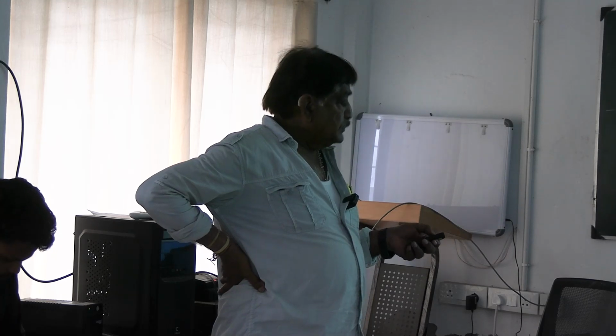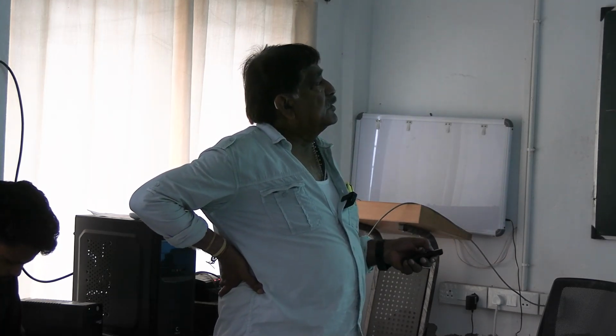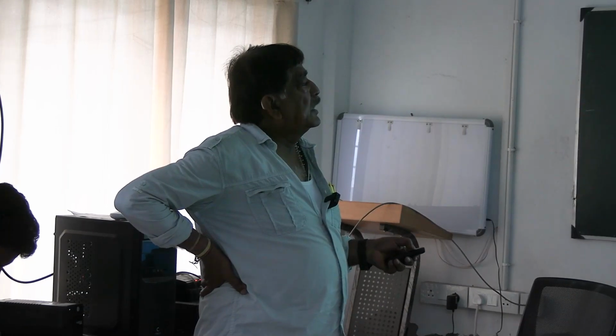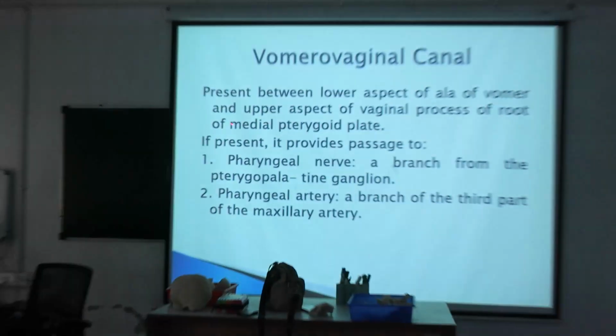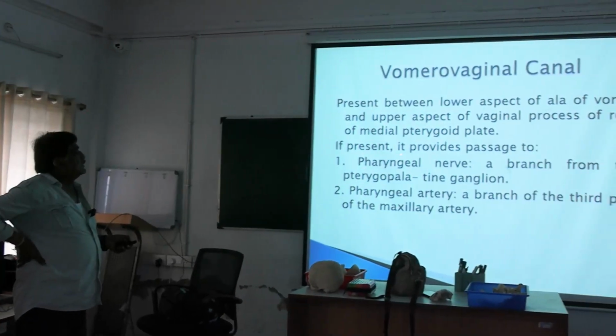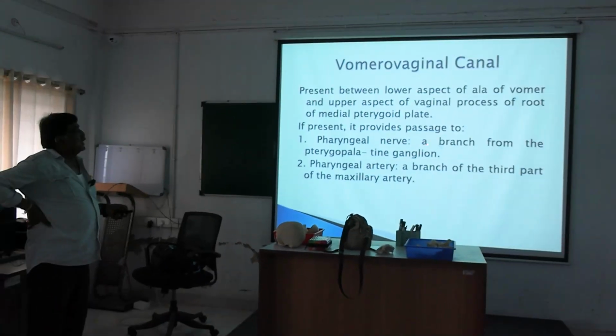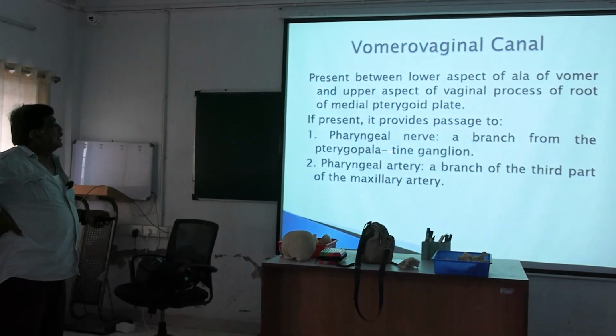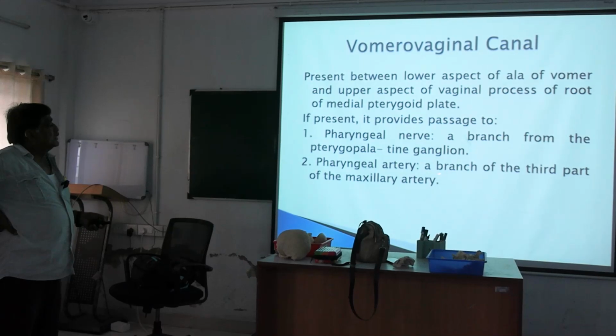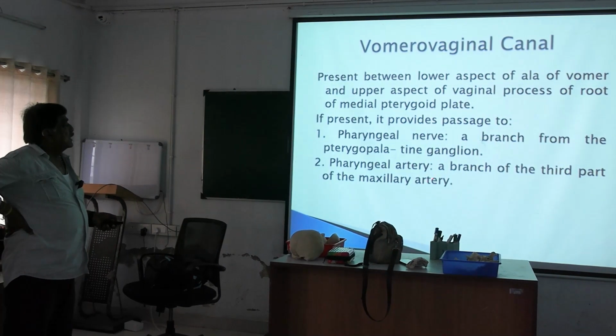Vomerovaginal canal. Vomerovaginal canal is present between the lower aspect of the ala of vomer and the upper aspect of the vaginal process of the root of the medial pterygoid plate. If present, it provides passage to pharyngeal nerve, a branch from the pterygopalatine ganglion, and pharyngeal artery, a branch of the third part of the maxillary artery.